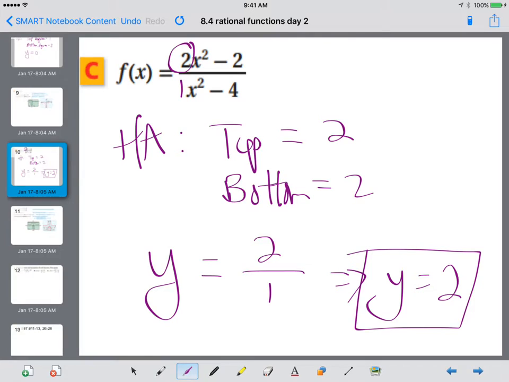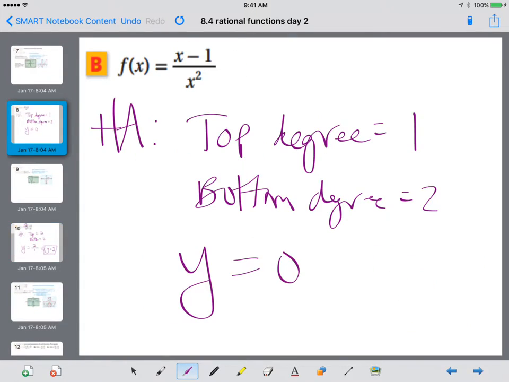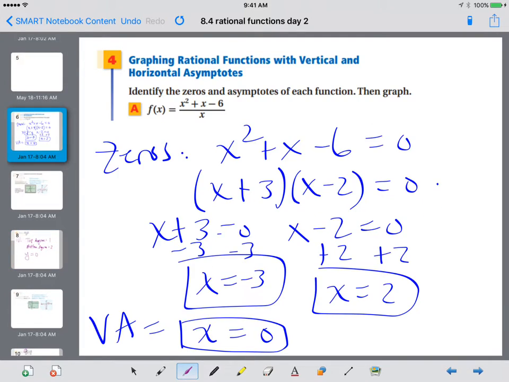So there's each example. If the degrees are equal, it's y equals the leading coefficient on the top divided by the leading coefficient on the bottom. The top degree is smaller, y equals 0 is our horizontal asymptote. If the top degree is bigger, there is no horizontal asymptote.